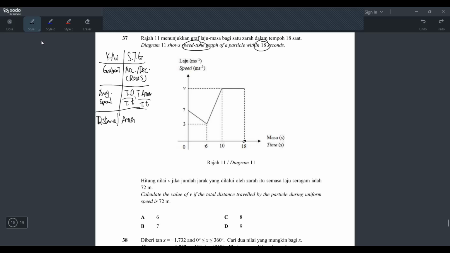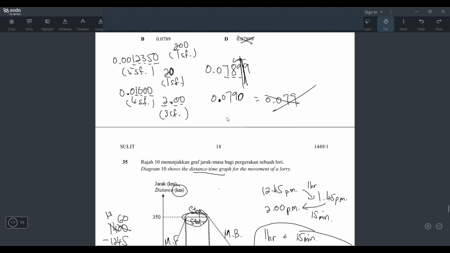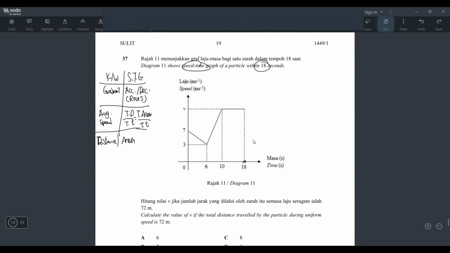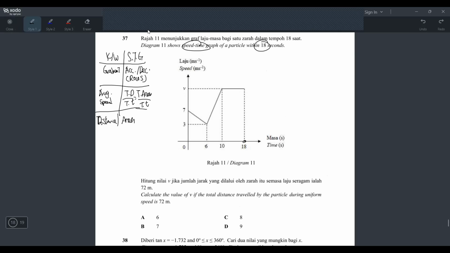Okay, just now I remember got one question. I forget which question. Okay, let's go back. The one is DTG one. This one, number 35. This one is DTG. That's why the story is different. Okay, move forward, stop, move backward. But in STG, the story is not the same. So this one is not move backward. This one is decelerate. And then this one is accelerate. And then this one is uniform speed ataupun constant speed. Kelajuan seragam. It means dia tak ada stop, dia just move dengan speed yang sama.